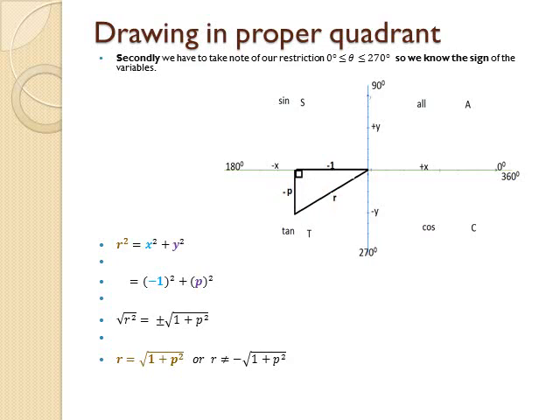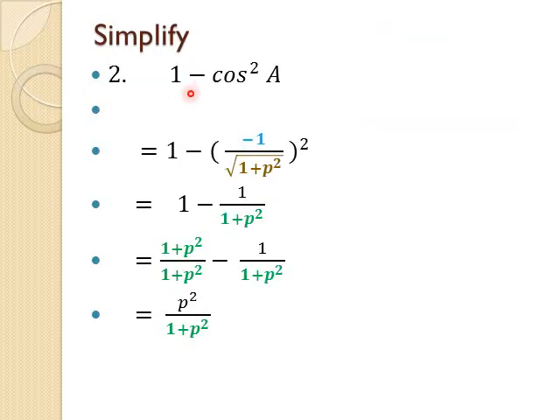Right, so 1 minus cos squared. Remember, cos is x over r. My x value there was negative 1. My r is the square root of 1 plus p squared, all squared. So negative 1 squared would become 1. Square root and square cancel, so I'm left with 1 plus p squared.